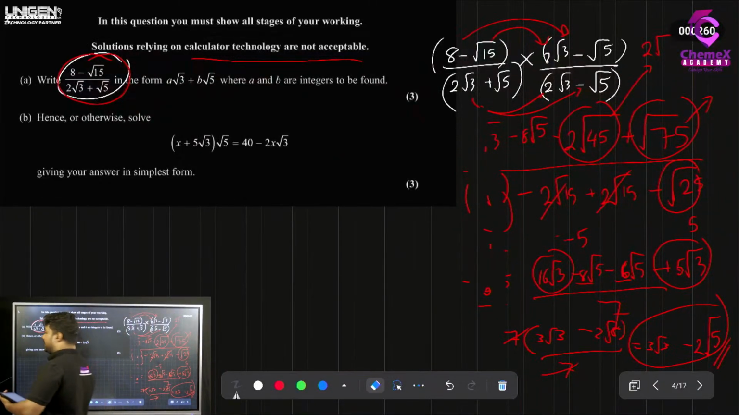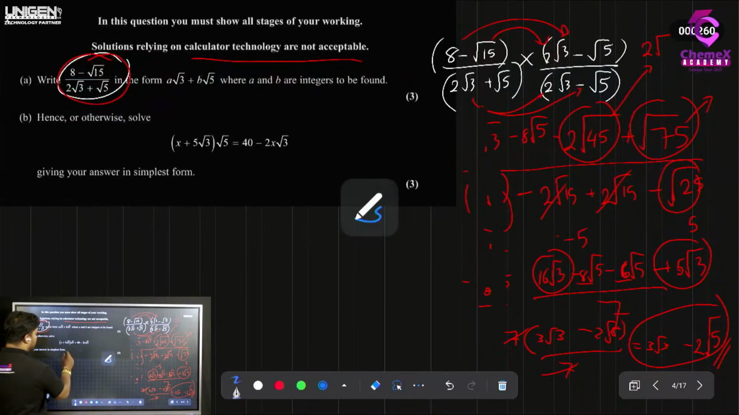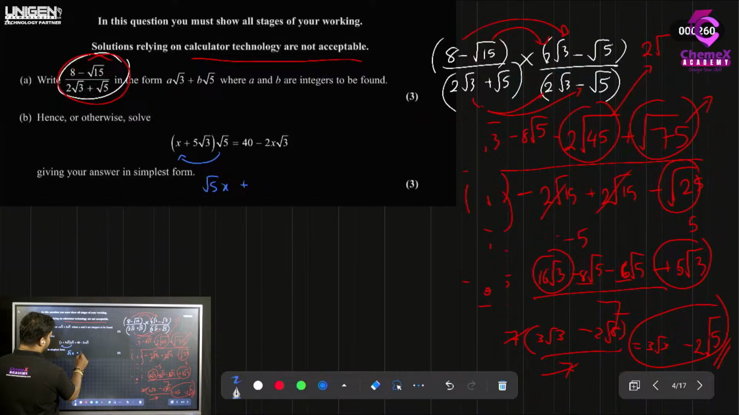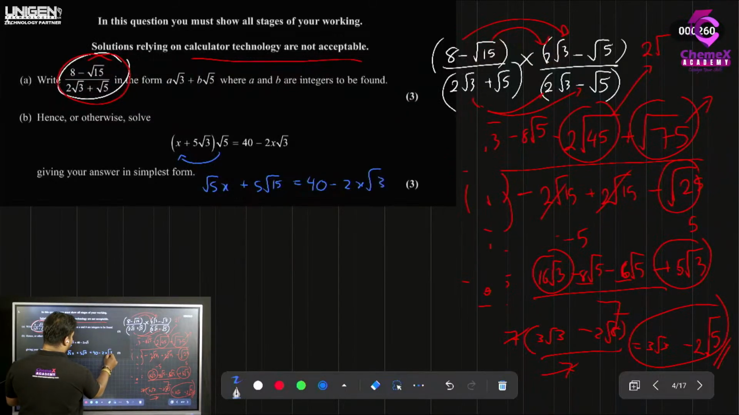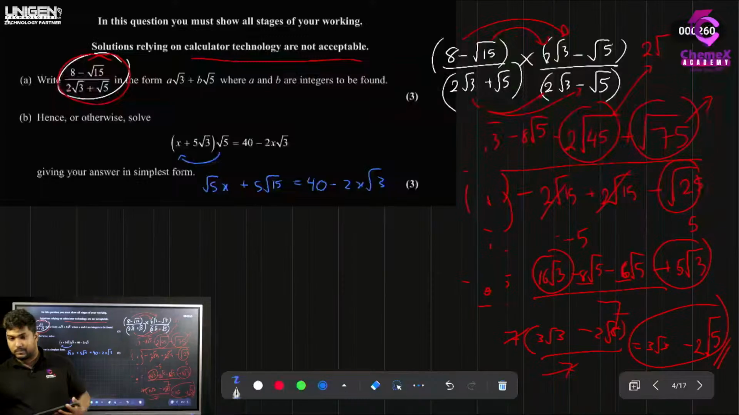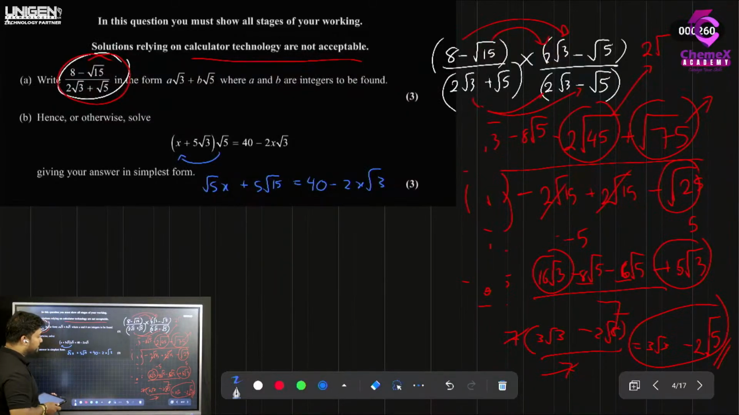So in the B part, what they're asking is, hence or otherwise solve this. So if you are going to solve this question, first thing is you can expand it. Root 5x plus 5 root 15 equals 40 minus 2x root 3. Okay. Then from there what can you do? What can you do with this? You have to solve, no?